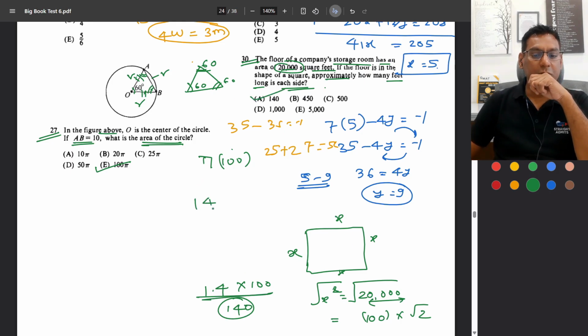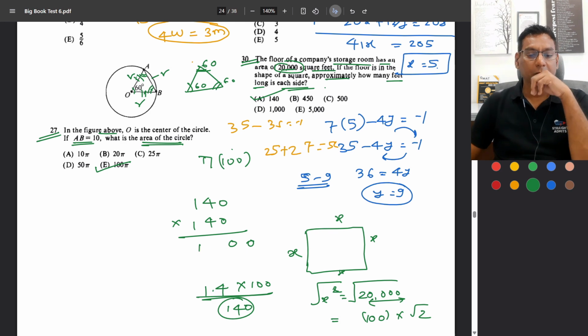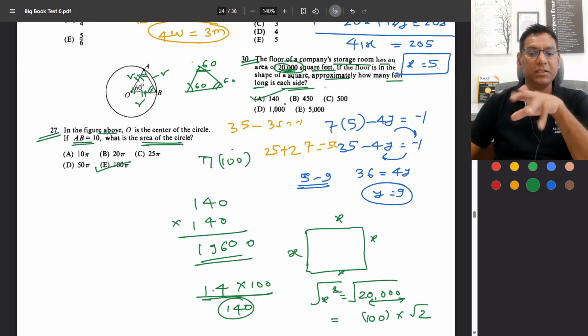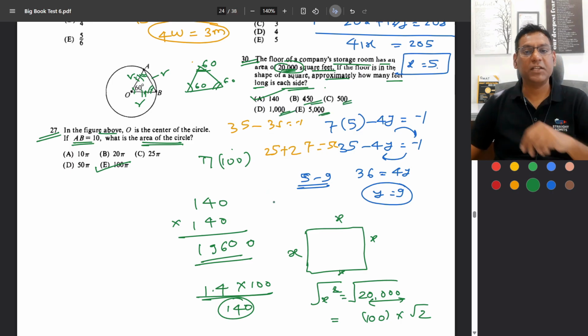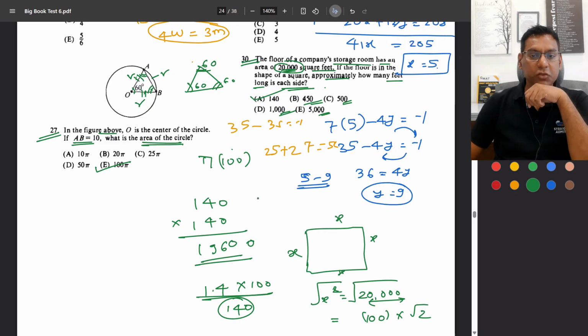Okay, let's do 140 into 140. Let's do it this way just to verify, 14 14s is going to be 196, right? So that is close to 20,000. Okay, that is the closest. Otherwise, these numbers are also fairly big, so the answer has to be 140. Answer choice A.